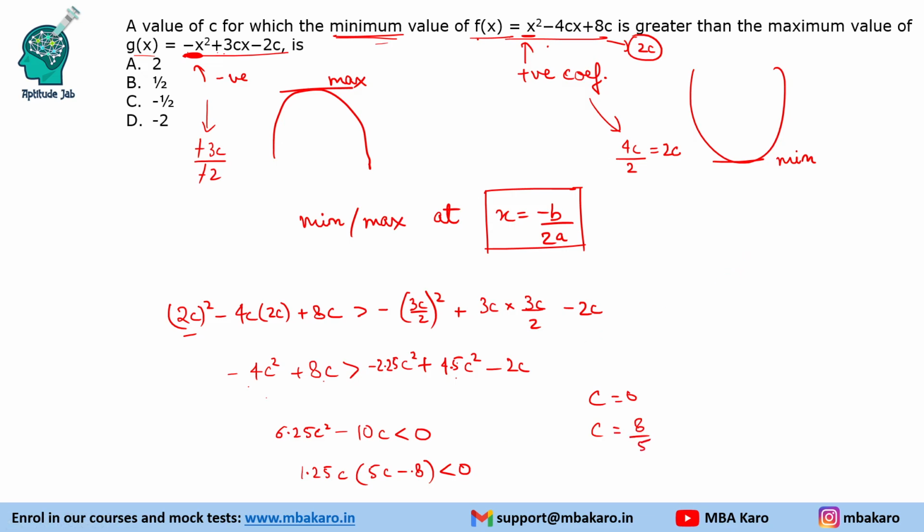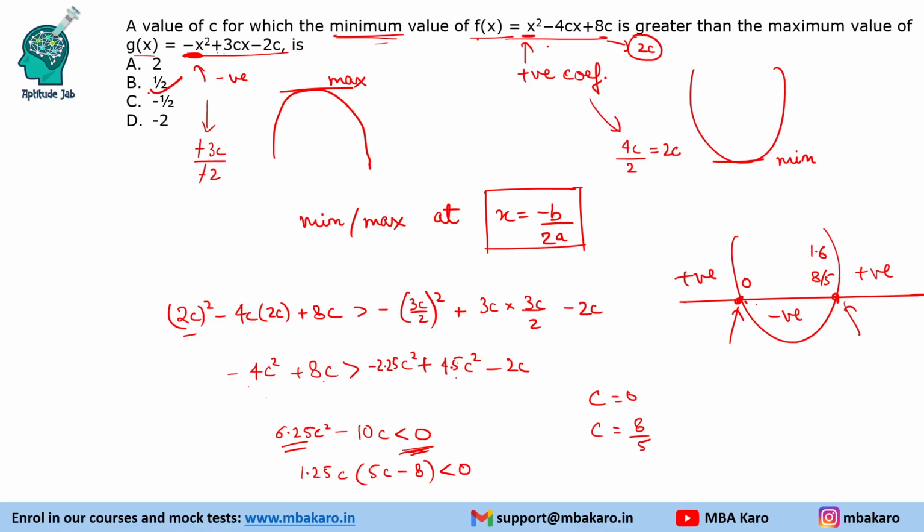Now whenever we have a quadratic equation with positive coefficient, always remember this: at the roots the value is 0, between the roots the value is negative, and beyond the roots the value is positive. Now we are considering a negative value, we are saying that it is less than 0. So it should be between the roots. That means the value of c should be between 0 and 8 by 5, which is 1.6. So among the options there is only one value which lies between 0 and 1.6. So that is the answer to this question.